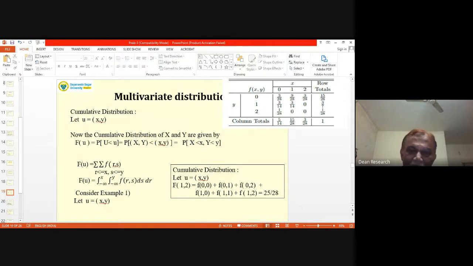I have not given the calculation in the case of continuous random variables, because it will be a bit involved since you'll have to do the integration, and some of you may find it difficult, so I have left it. Anyway, you can try out a similar computation of the cumulative distribution. Okay.